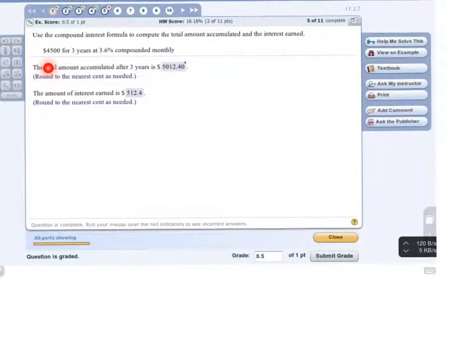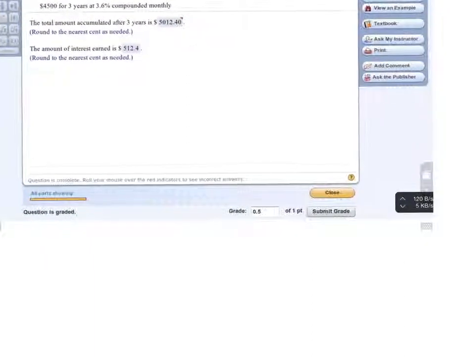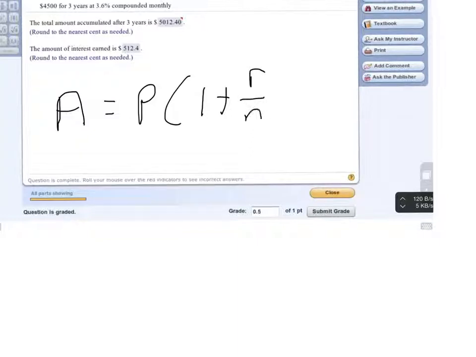If you invest $4,500 for 3 years at 3.6% compounded monthly. And so I guess first thing I'll do is write up here the compound interest formula. Let's see, what is it? A equals P times quantity 1 plus R over N to the NT power.